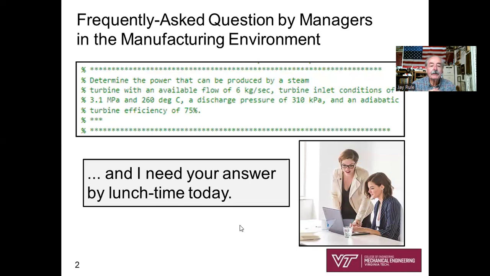And so here is a frequently asked question, and I'll read it to you, asked by managers at my manufacturing workplace over the last years. Here's the question that I would get frequently from a manager. Determine the power that can be produced by a steam turbine with an available flow of 6 kilograms per second, with turbine inlet conditions of 3.1 MPa and 260 degrees C, a discharge pressure of 310 kPa, and a turbine efficiency of 75%. Oh, and that manager typically would say, I need that answer by lunchtime today.